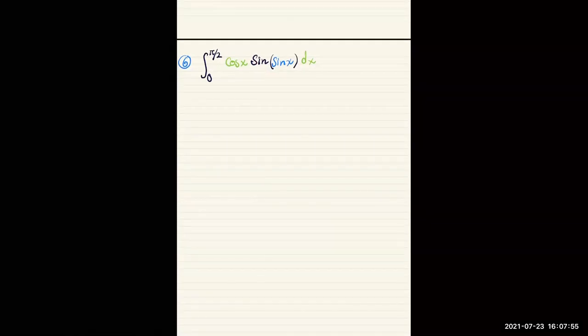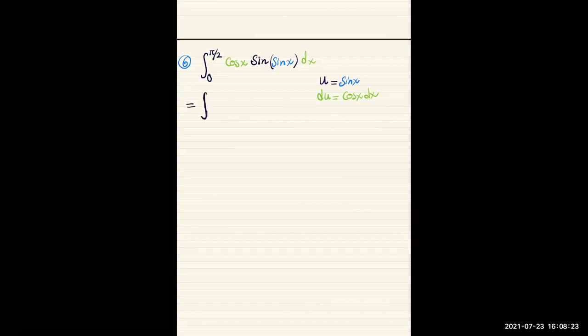So just approach this problem like a typical substitution. Let u equal sine of x. Find du. So this is du dx. I'm already going to multiply by dx and save me a step. du is equal to cosine of x dx. Okay, so let's transform the integral.